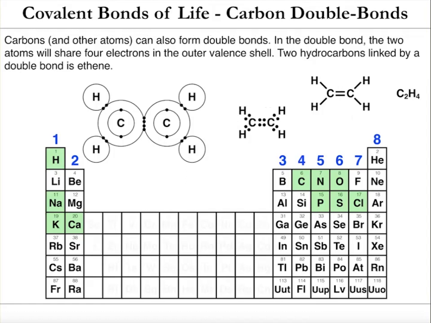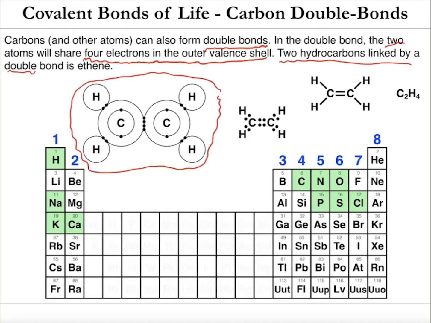So to make things a little more complicated, but just bear with me, carbons and other atoms can also form double bonds where they share more than just 2 electrons. In a double bond, the 2 atoms are actually going to share 4 electrons in their outer valence shell. So 2 hydrocarbons can easily be linked by a double bond, as you can see right here.